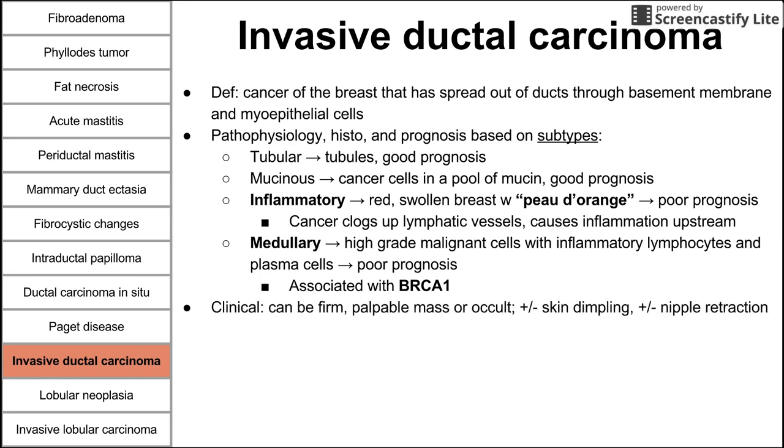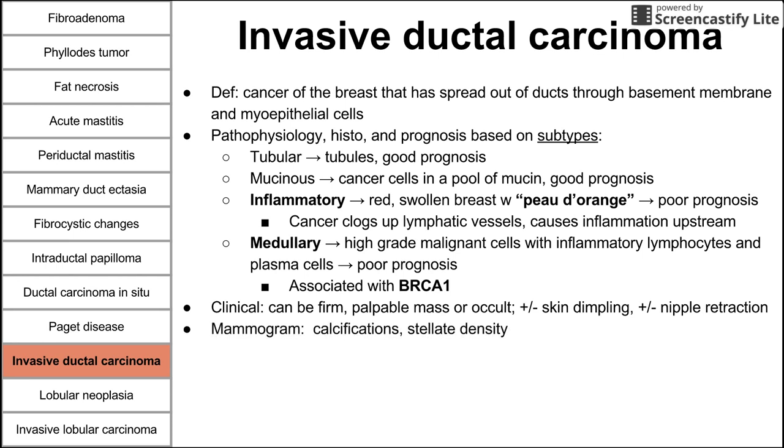Clinically, these invasive ductal carcinomas can be firm, palpable masses, but you might not see a mass at all. It could be occult. You might see skin dimpling. You might see nipple retraction. So that was a reason to differentiate nipple retraction from periductal mastitis, the previous condition we talked about that also showed nipple retraction. That was concerning for a carcinoma, and this is that carcinoma.